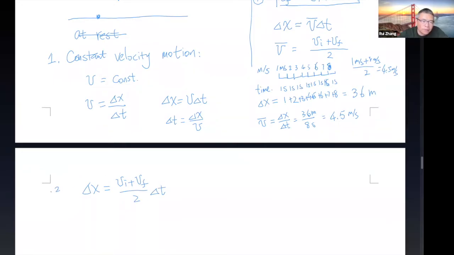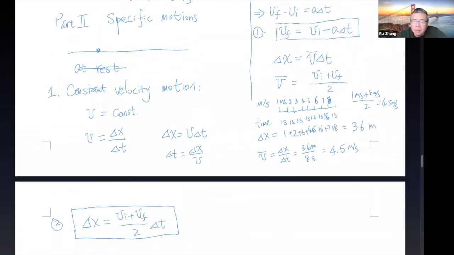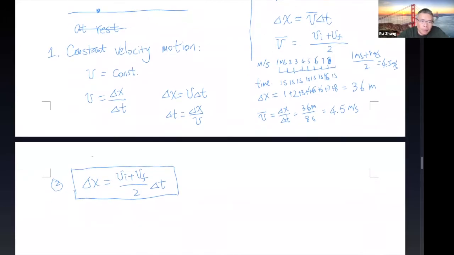That's for constant acceleration motion. That's how you calculate the displacement if you know the initial velocity, final velocity, and time. Well, sometimes you do not know the final velocity. You only know the acceleration. So if you plug formula 1 into formula 2, you can get a new formula.